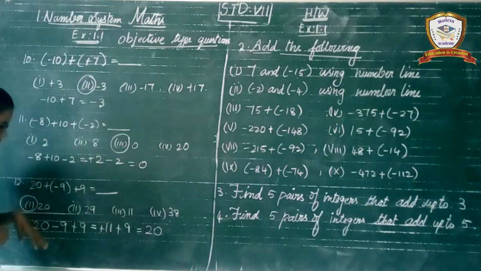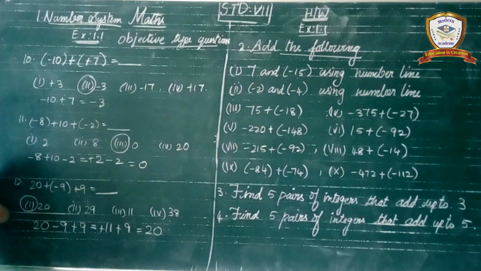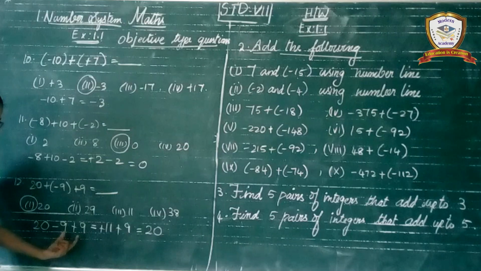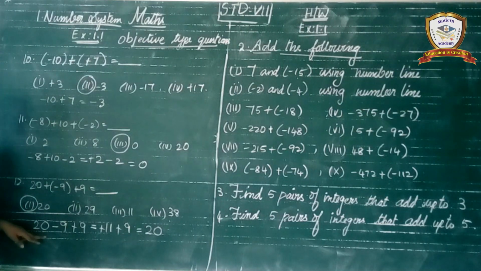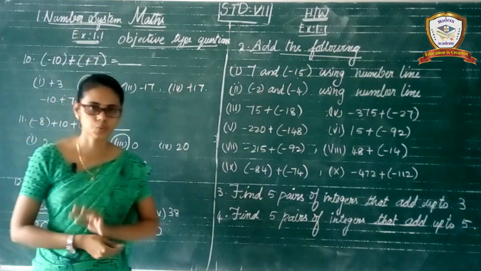Okay. Or another method. Directly we can find the answer. Means see here, the next two integers, minus 9 plus 9. So both are the same number but different sign, which means we need to cancel and easily we can find the answer. So this is also another method. Okay. Today our teaching part is over.